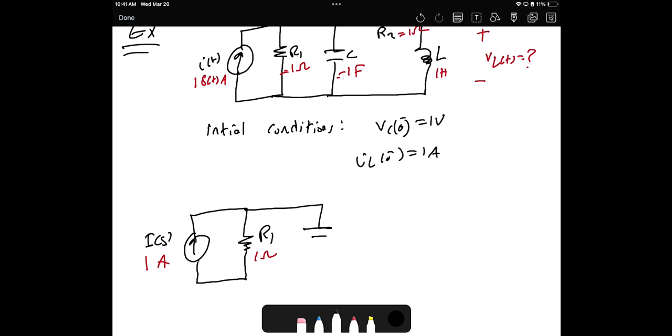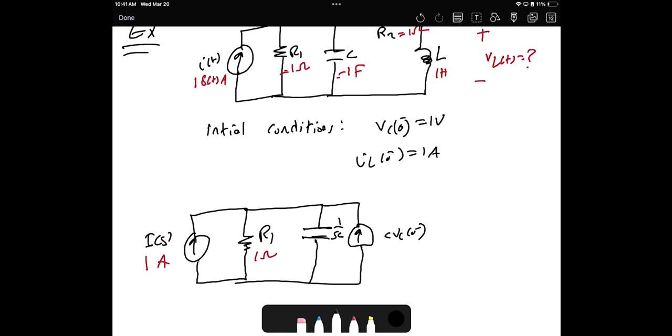I have two ways. I can use the parallel or the series. So in this circuit, I prefer to use the parallel since the capacitor and the resistor are in parallel. I like to use the parallel form. So here's the parallel form. This is 1 over SC. This is C, VC of 0.